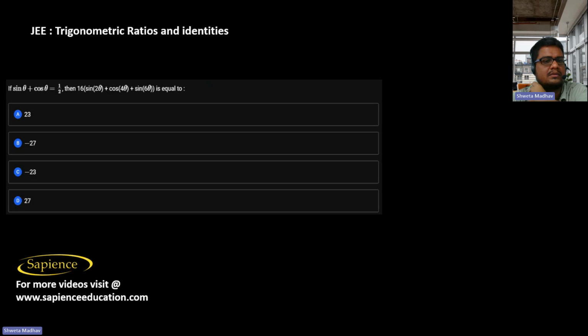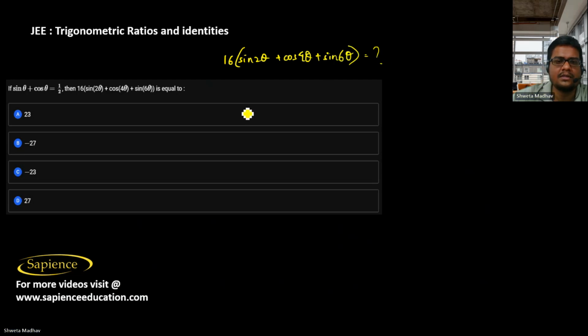And here it is told sin theta plus cos theta is half, then the value of 16 sin 2 theta plus cos 4 theta plus sin 6 theta, that is equal to how much?